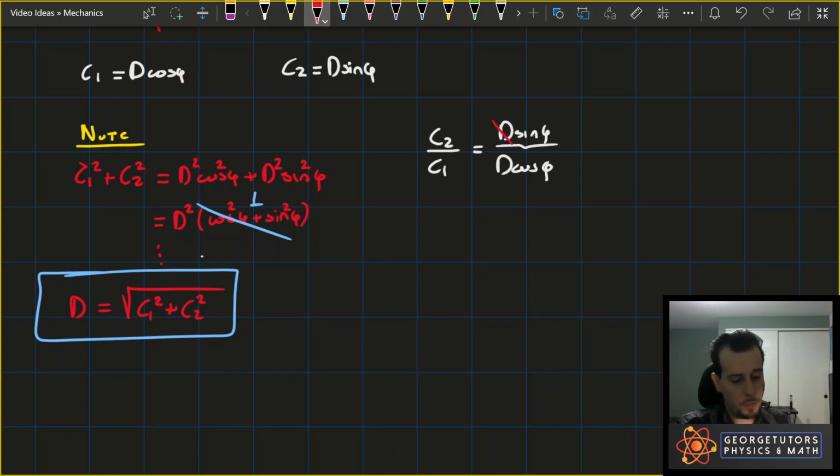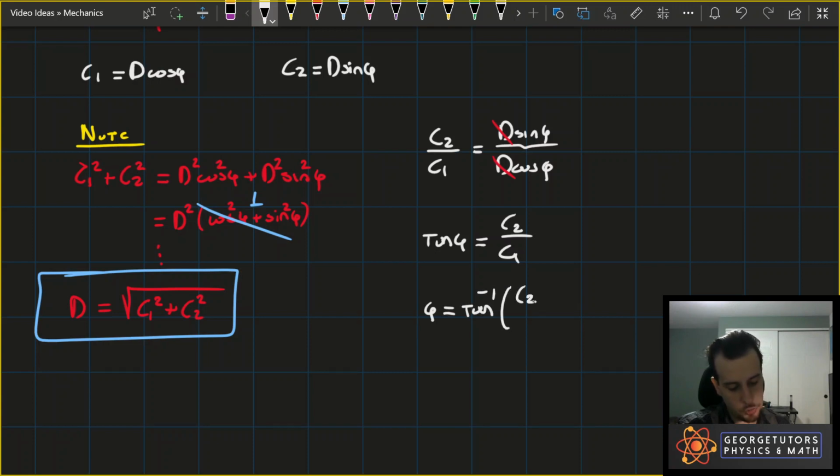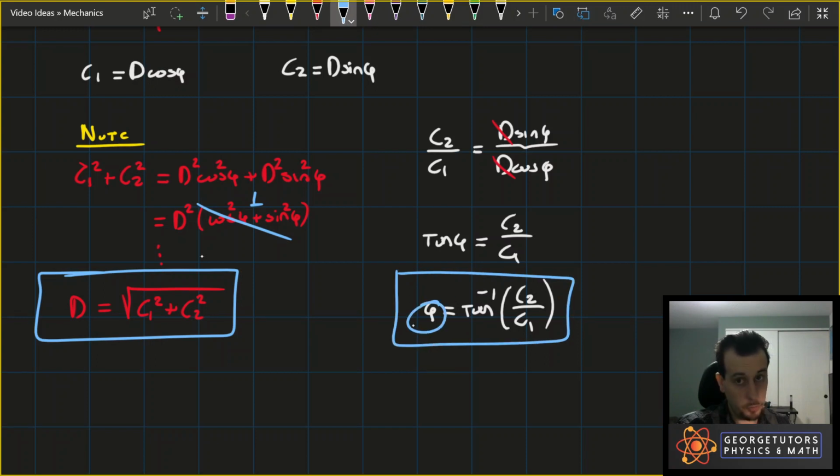The d's will drop over here right now, and you're going to get that tangent of phi is simply C2 over C1, or that phi is nothing more than tangent inverse of C2 over C1, which connects the last variable of our new format, the new variable again here, against those of the old format.